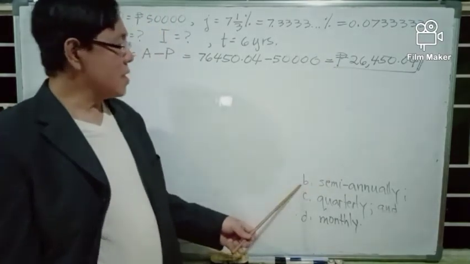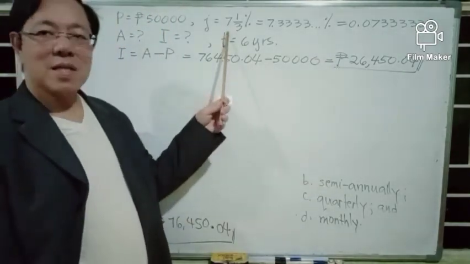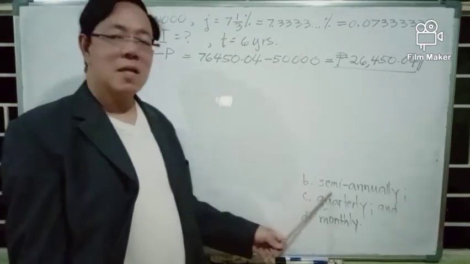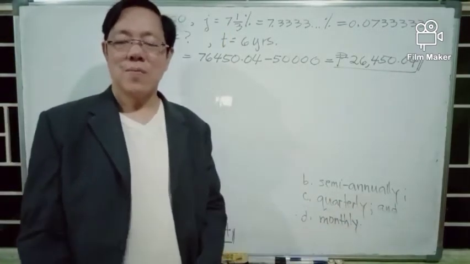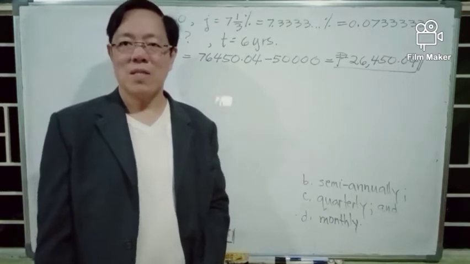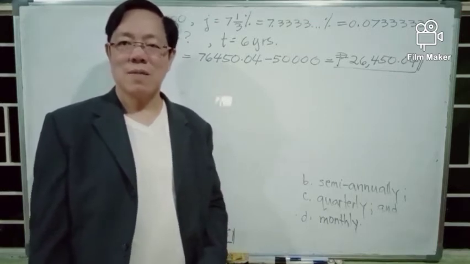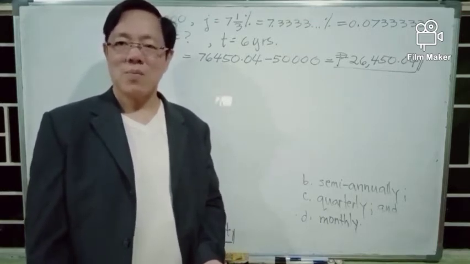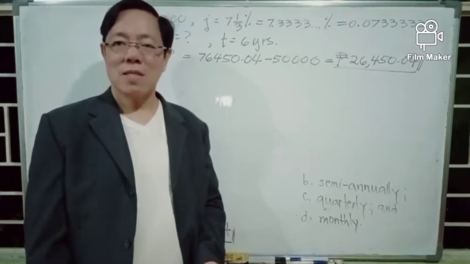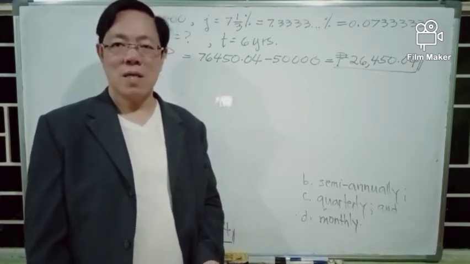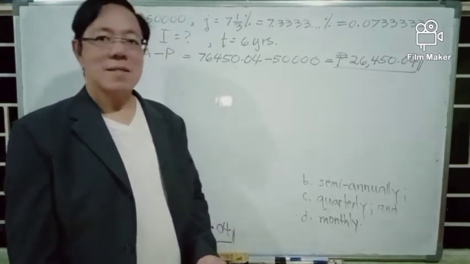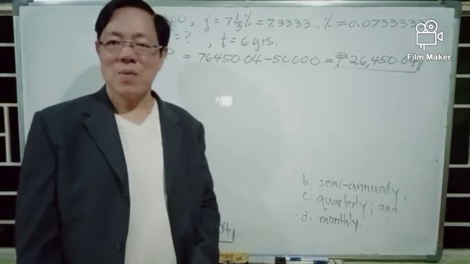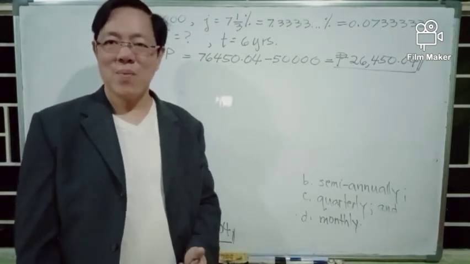Now in letter B, the compound interest rate is compounded semi-annually. If the interest rate is compounded semi-annually, it means that the interest will be computed twice a year. And if the interest is computed twice a year, we take M equals 2.